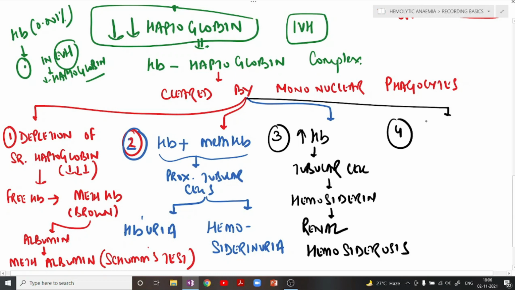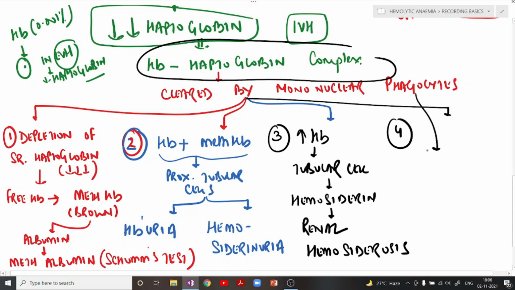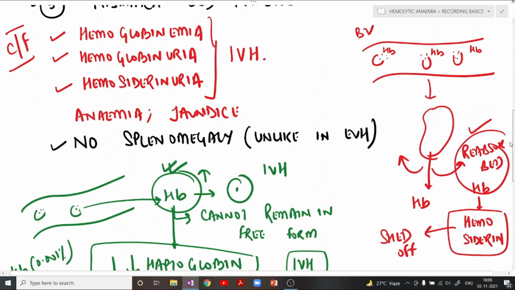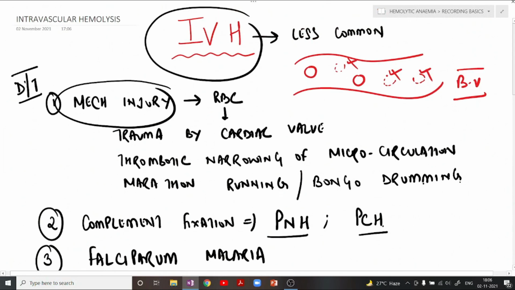And the last point over here is that once this haptoglobin hemoglobin complex is cleared by the mononuclear phagocyte system, this system is going to break the hemoglobin into bilirubin, and this bilirubin, once it comes into circulation, will give rise to jaundice. Okay, so this is the basic fate of what happens to the intravascular hemoglobin once intravascular hemolysis occurs. So just let me repeat it once more for you all.